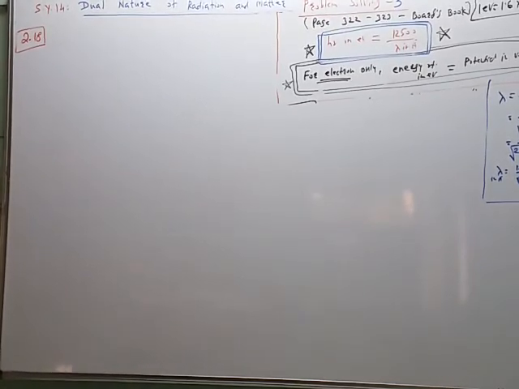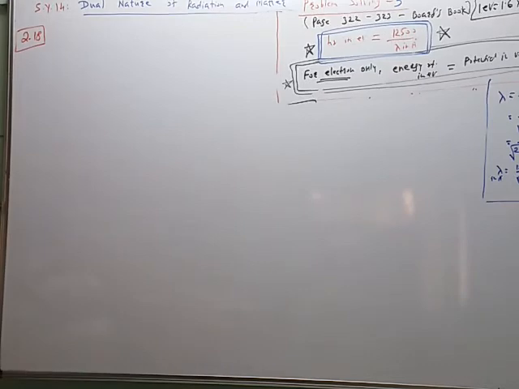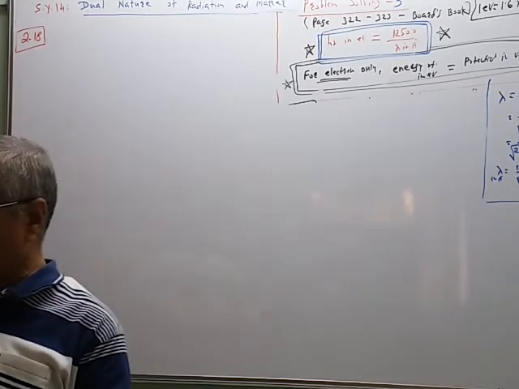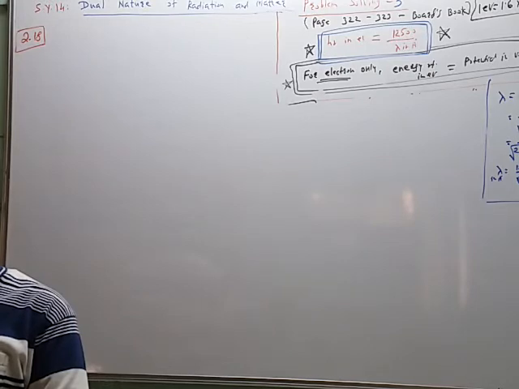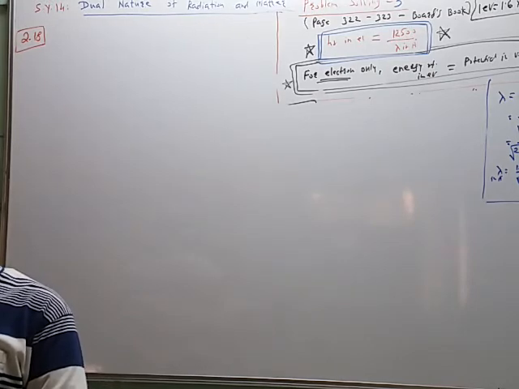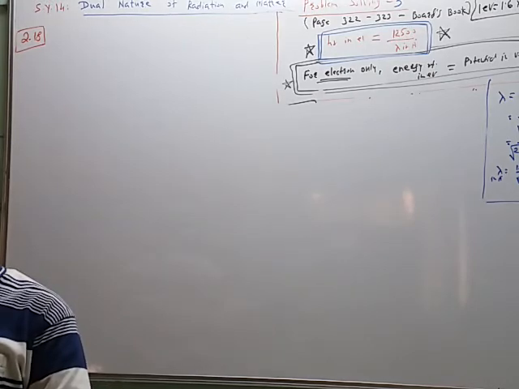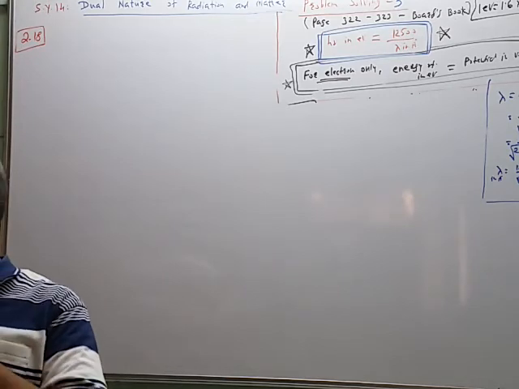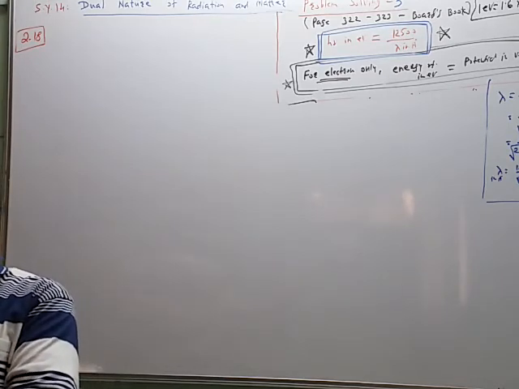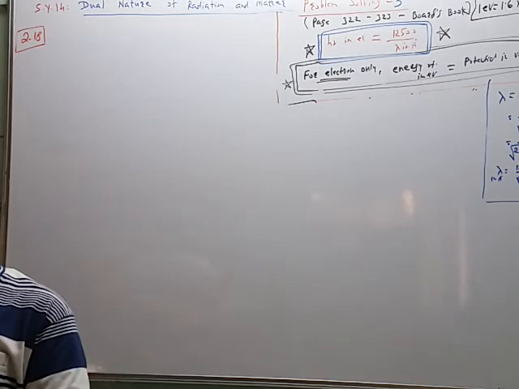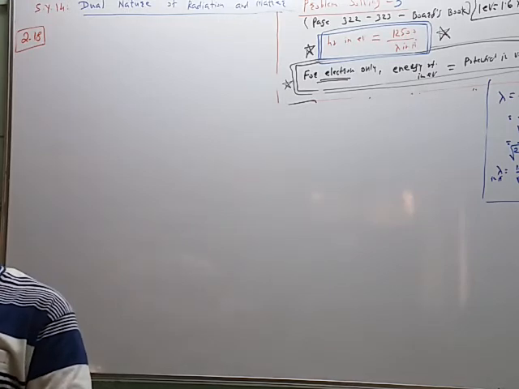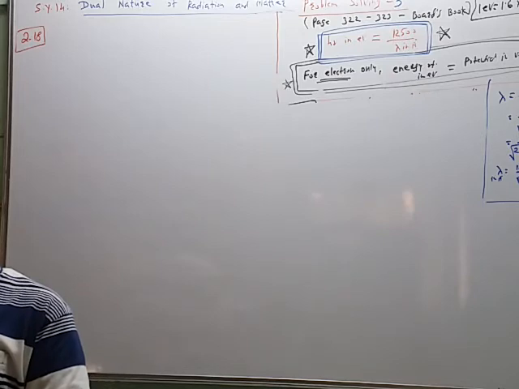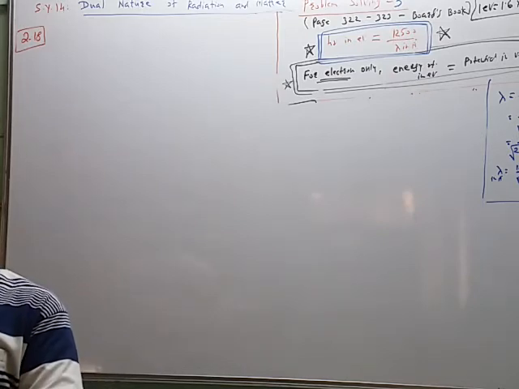Last problem, question number 18. Again there are 3 or 4 parts in this problem. Find the ratio of the de Broglie wavelength of an electron and proton when both are moving with A, same speed, B, same energy, C, same momentum. State which of the two will have the longer wavelength in each case.